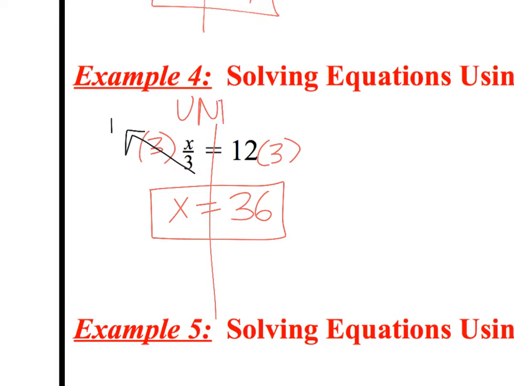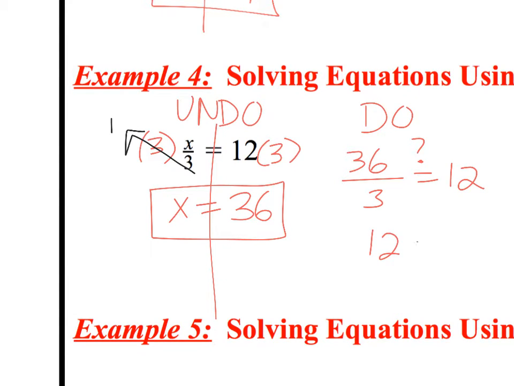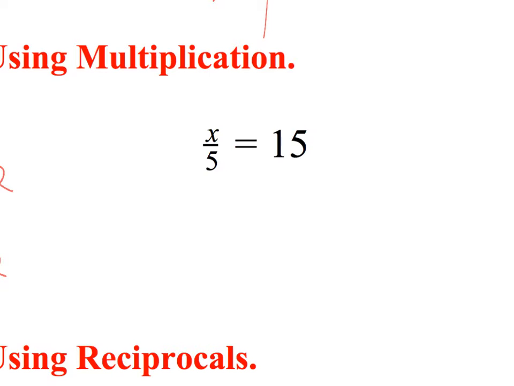It was undo. Now we're going to do to check it. Whatever I did. So 36 divided by 3 should be equal to 12. And it is. So 12 is equal to 12. Yep. That's the solution.